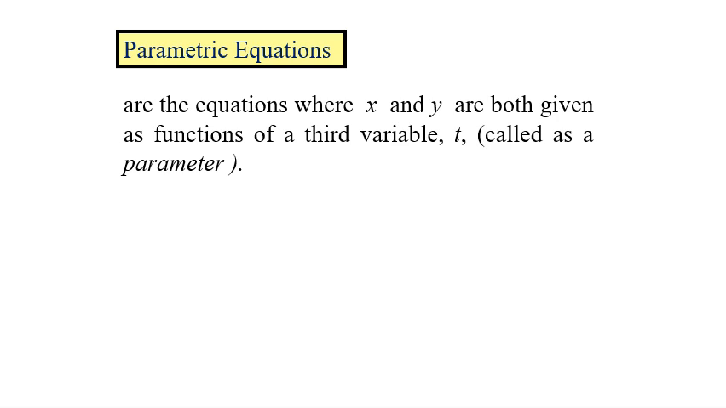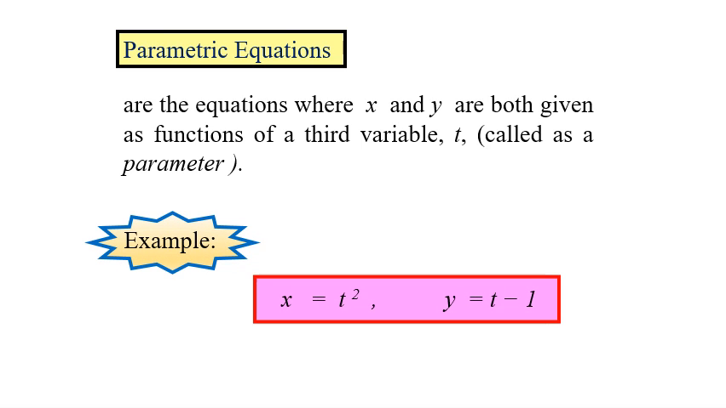What are parametric equations? Parametric equations are equations that have x and y in terms of a third variable, let's say t. So t is called a parameter. For example, x equals t squared and y equals t minus 1. In this case, we can clearly see that the x and y equations are in terms of t.